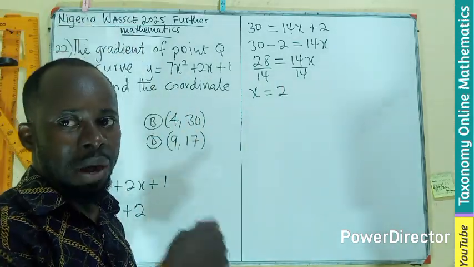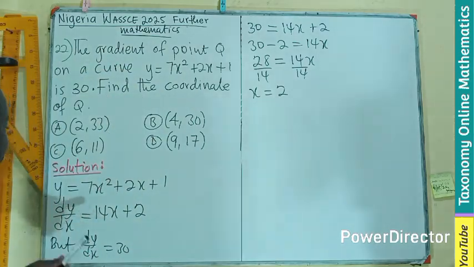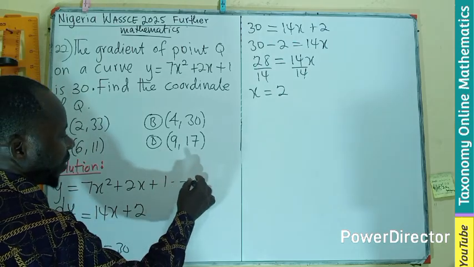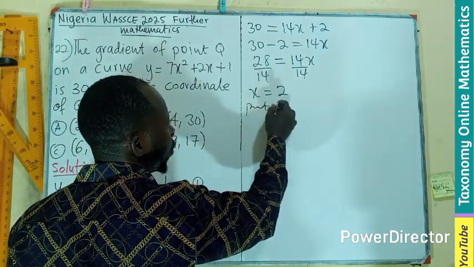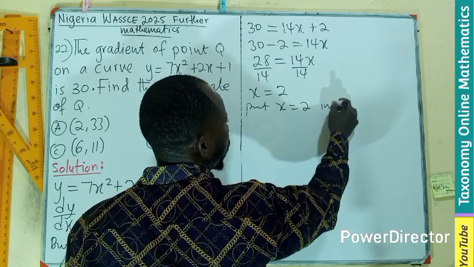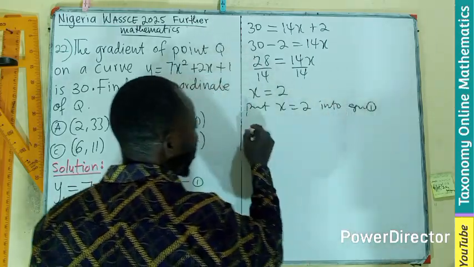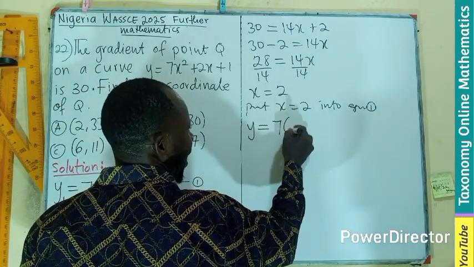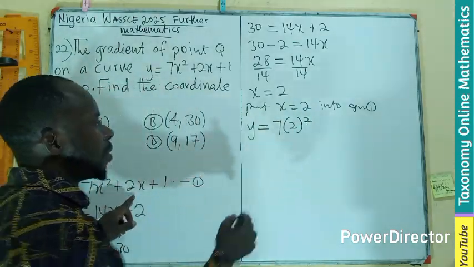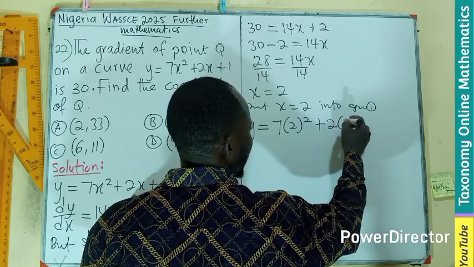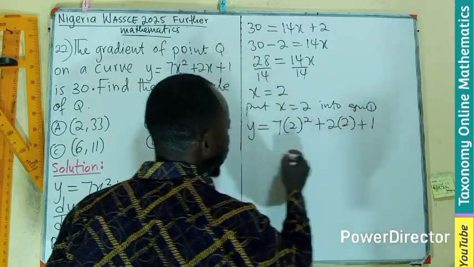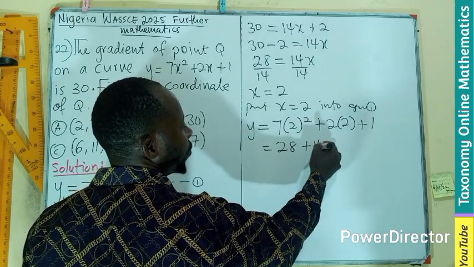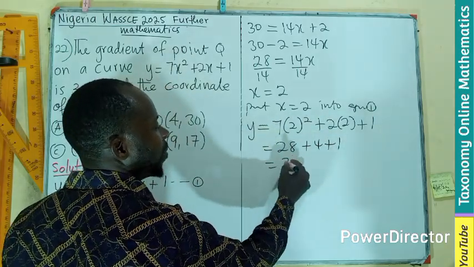Now we need to find the y coordinate. The only way we can get y is from the equation itself. So let's put x equals 2 into equation 1, meaning y equals 7 times x, and x is 2, all squared, plus 2 times x, which is 2, plus 1. This is 4, 28, plus 4, plus 1, and that will be 33.